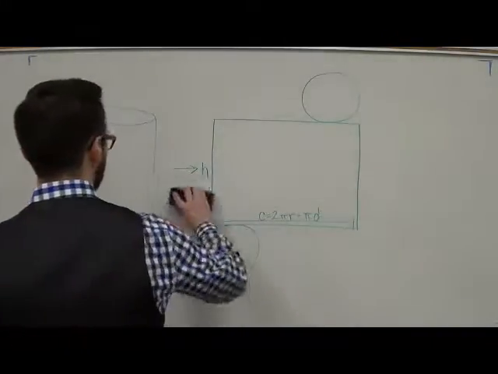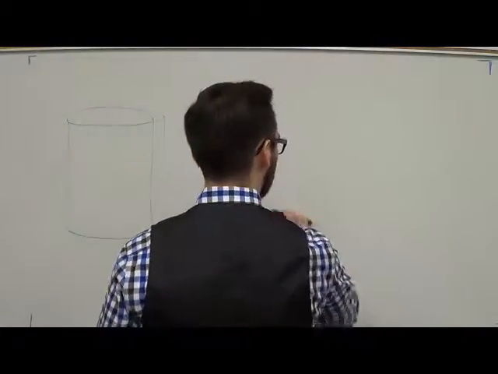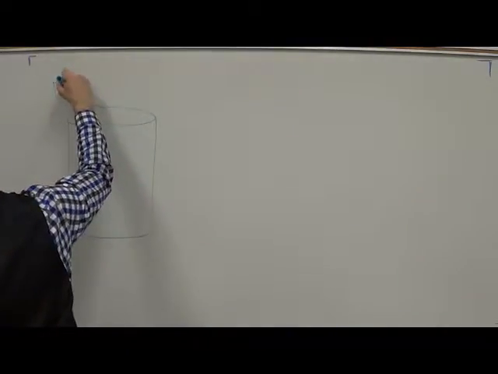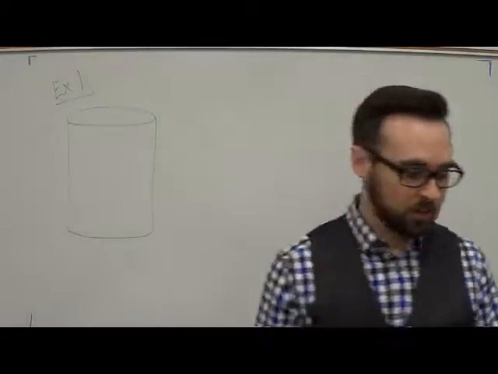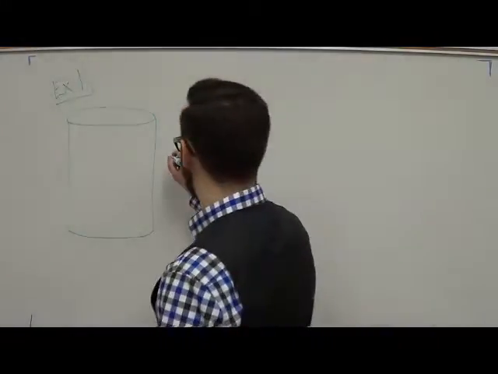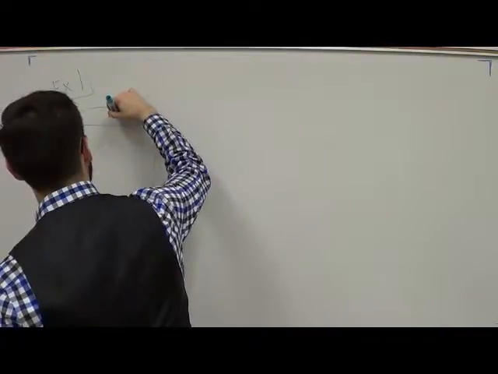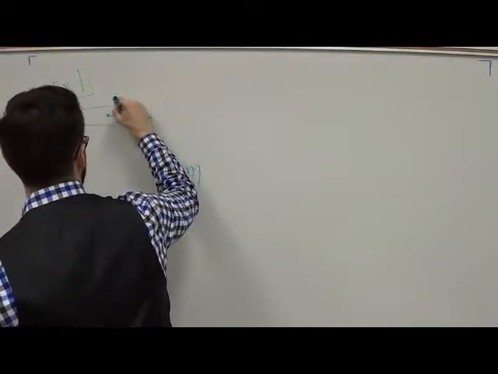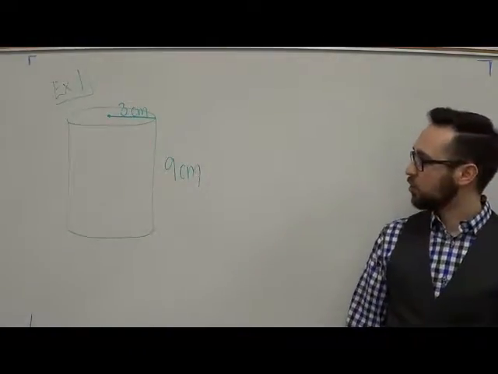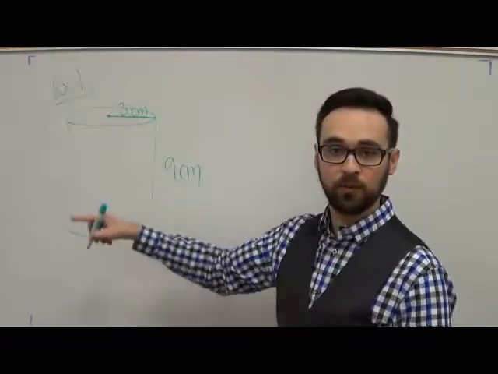So let's take a look and do an example. I'll leave that one up there. It'll be my example cylinder. We'll get rid of our net. Example number 1. They tell us the height here is 9 centimeters, and we're told the radius is 3 centimeters. So I want to find the surface area of this whole thing, okay?